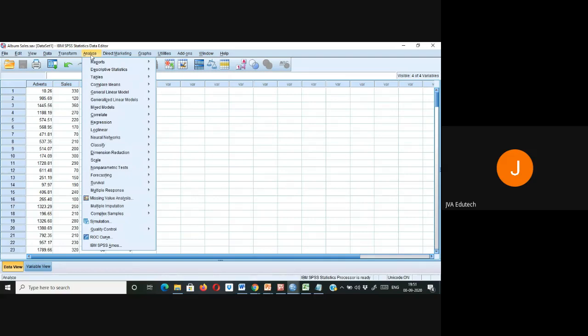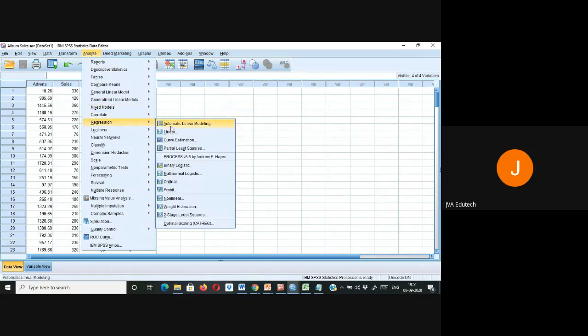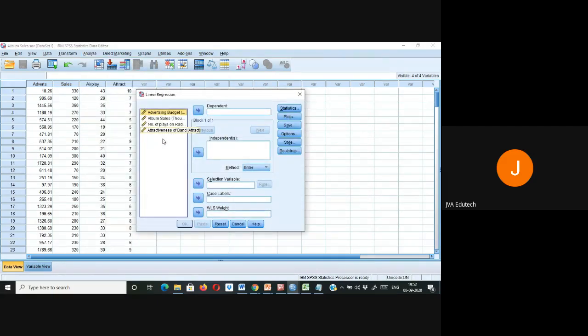So now go to regression. Select linear. In the dependent list, you have to select the number of album sales, the dependent variable. In the independent, you have to take this advertising budget. Now here you will have methods like enter, stepwise, remove, backward and forward. So we have the enter method and the stepwise method. Stepwise method is further divided into remove, backward and forward.